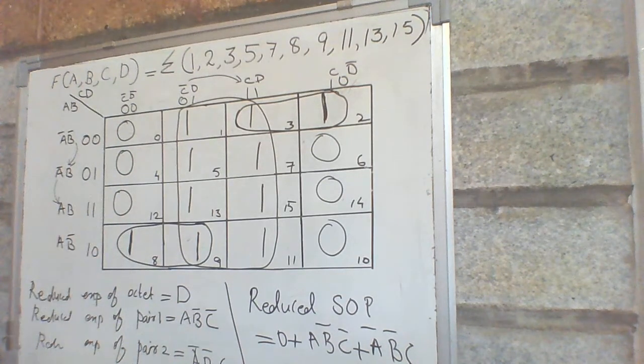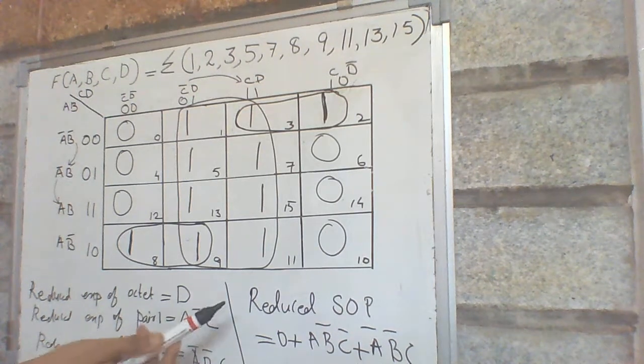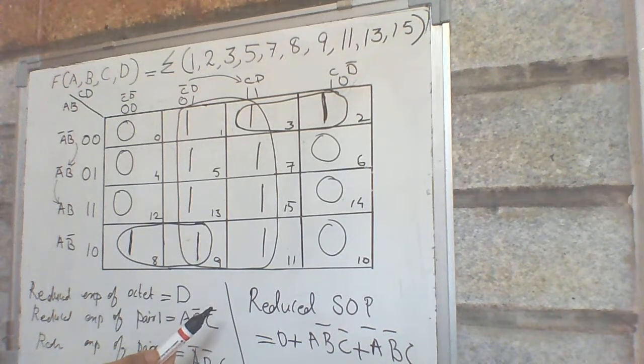Then check is there any octet. Octet means 8 ones are adjacent. Then find out is there any quad. Next check is there any pair. Then find out all the reduced expressions. Then for finding the reduced SOP, we need to add all those 3 terms. That is, reduced SOP is equal to this. SOP means sum of product or sum of min terms.